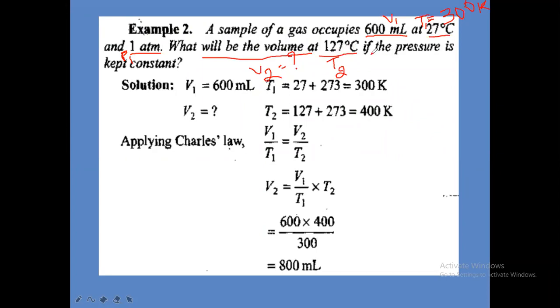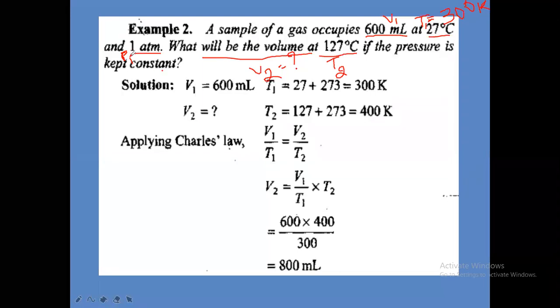And what condition is given? If the pressure is kept constant, that means the final pressure is also the same. So P1 is equal to P2. So P1, P2 both are the same here. P1 equal to P2 means pressure is kept constant. At constant pressure, the relationship between volume and temperature is called Charles law. So it is according to Charles law here. Charles law equation we have to apply here.